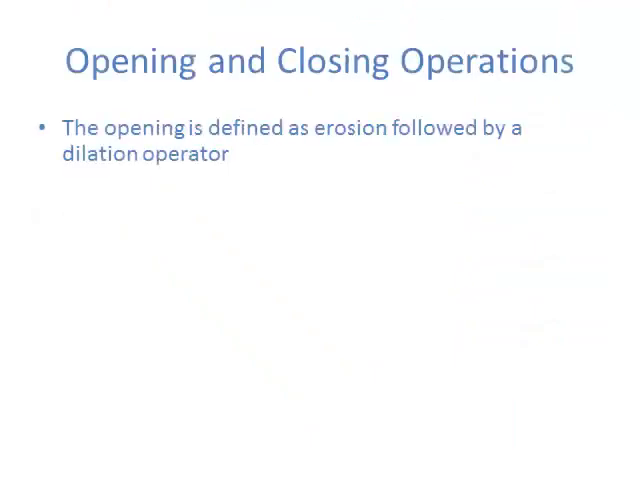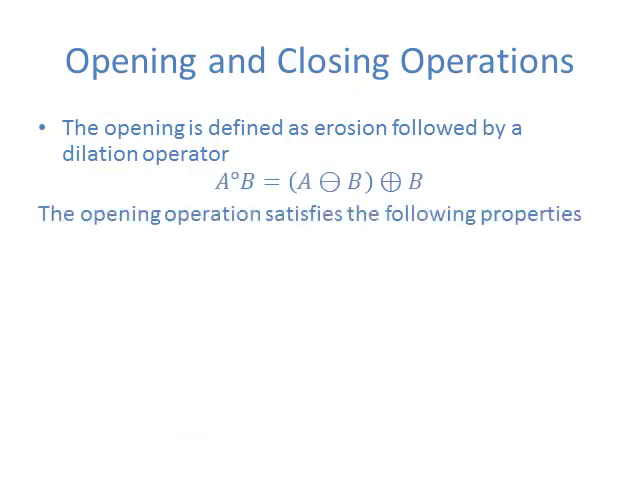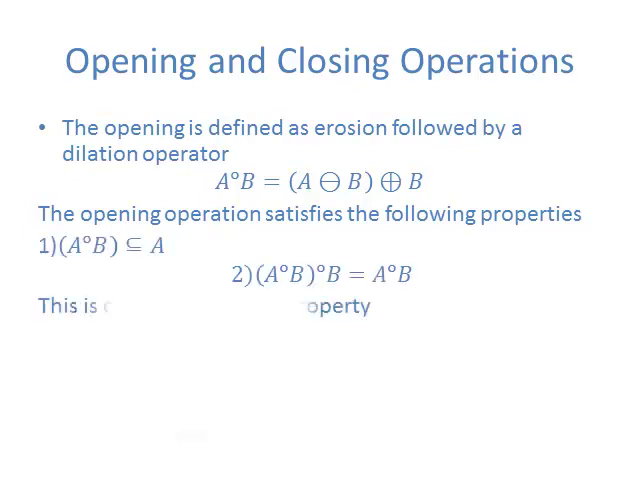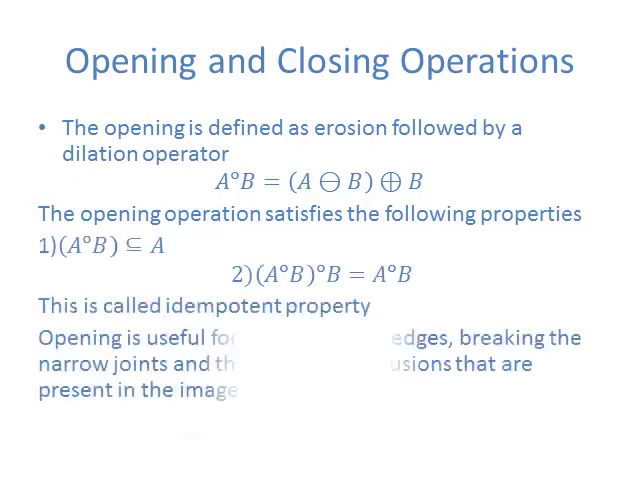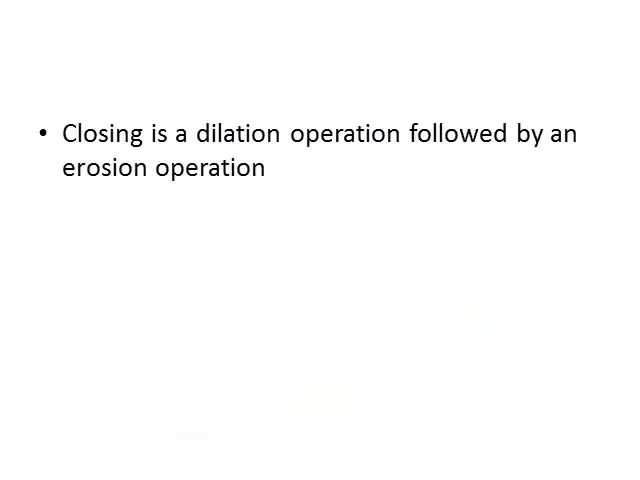Opening and closing operations: opening is defined as erosion followed by a dilation operator. This is the formula. It satisfies the following properties: A, B. This is called the idempotent property. Opening is useful for smoothing the edges, breaking the narrow joints and thinning the protrusions that are present in the image. Closing is the dilation operation followed by an erosion operation.